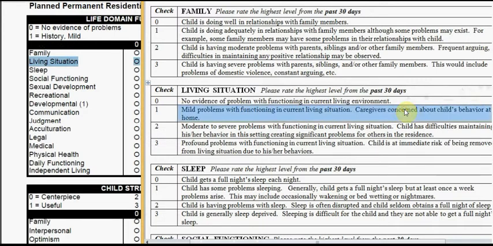The caregivers are concerned about the child's behavior at home. In 2, there are moderate to severe problems with functioning in the current living environment. The child has difficulties maintaining his behavior in this setting, creating significant problems for others in the residence. In 3, there's profound problems with functioning in the current living situation. The child is at immediate risk of being removed from living situation due to his behaviors.